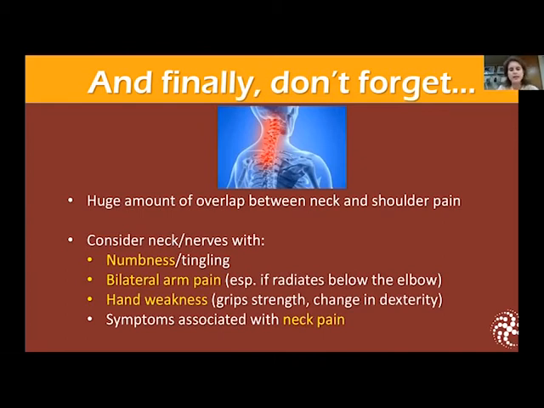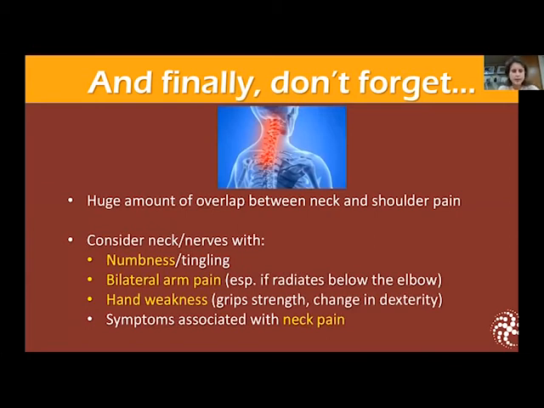And then any kind of hand weakness. So if you lose grip strength, or you find that your handwriting is changing and you can't hold a pen well, or you're struggling with dexterity, like buttoning your buttons or things like that, that's again nerves. And so all those things, you have to consider and be aware of and make sure that you don't miss.